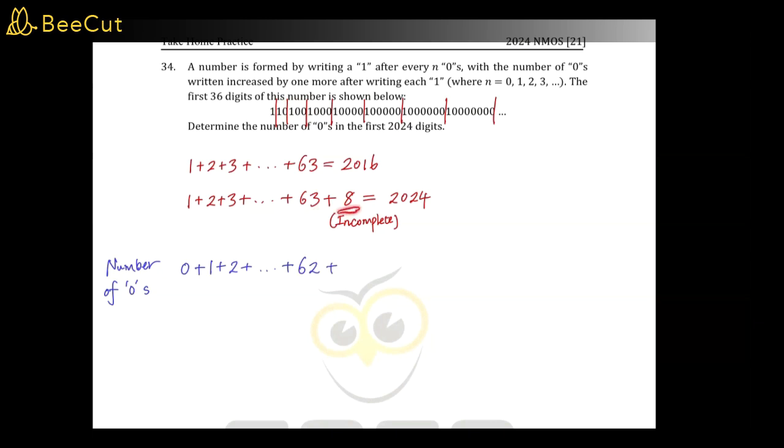For the next group, there are only 8 digits. So it's 1 followed by 7 zeros. This 7. So everything added together. From 1 to 62, the sum is 1 plus 62 times 62 divided by 2. Then we add in the 7. This equals to 1960.